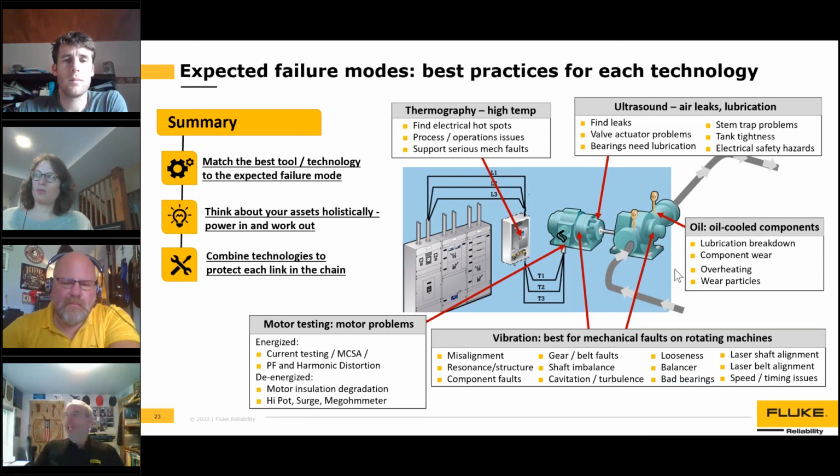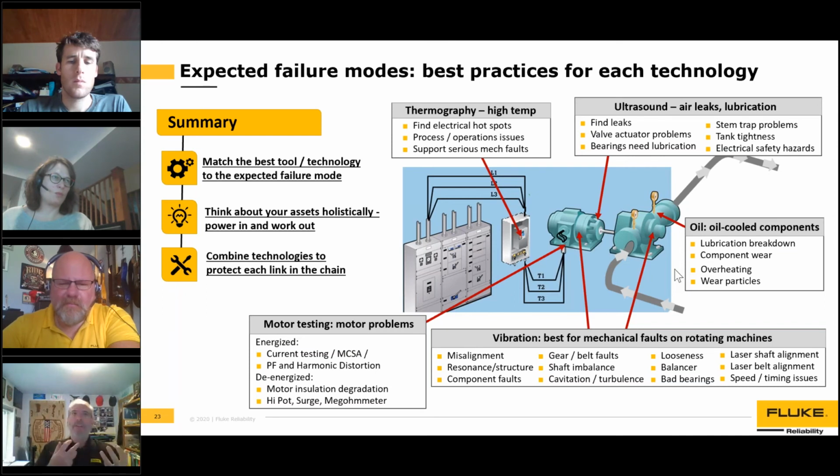Don't just have a thermal camera and walk your plant and say, hey, I'm doing predictive maintenance. Well, guess what? You're only doing part of it. This is a good slide that shows there are different technologies: there's ultrasound, there's thermography, there's oil analysis, there's vibration.